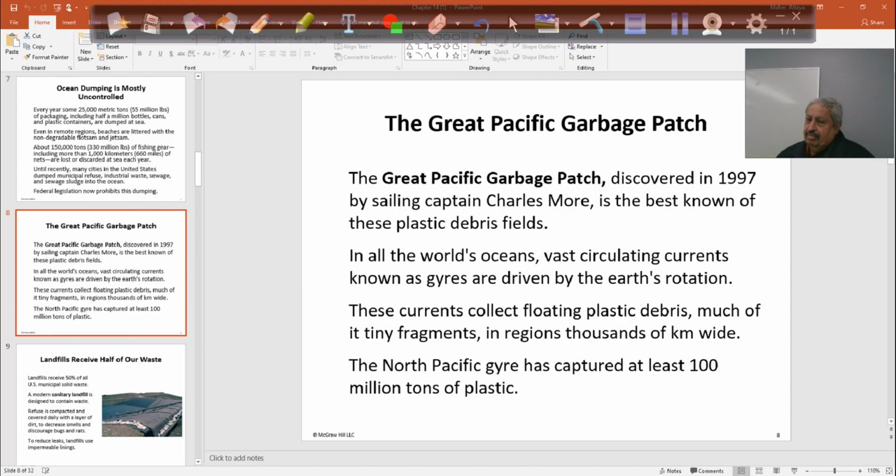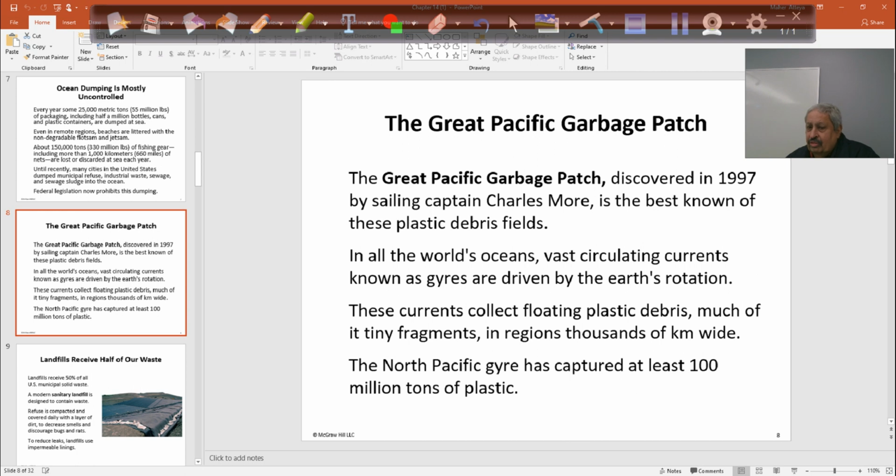The Great Pacific Garbage Patch. If you look, this is mostly plastics, believe it or not. Most of this plastic we buy: whatever you go to buy, you get your food from stores in a plastic bag. Those bags end up in the ocean. Empty plastic bottles end up in the ocean. The patch was found in 1979 by a sailing captain named Charles Moore. It is the best known of these plastic debris fields.